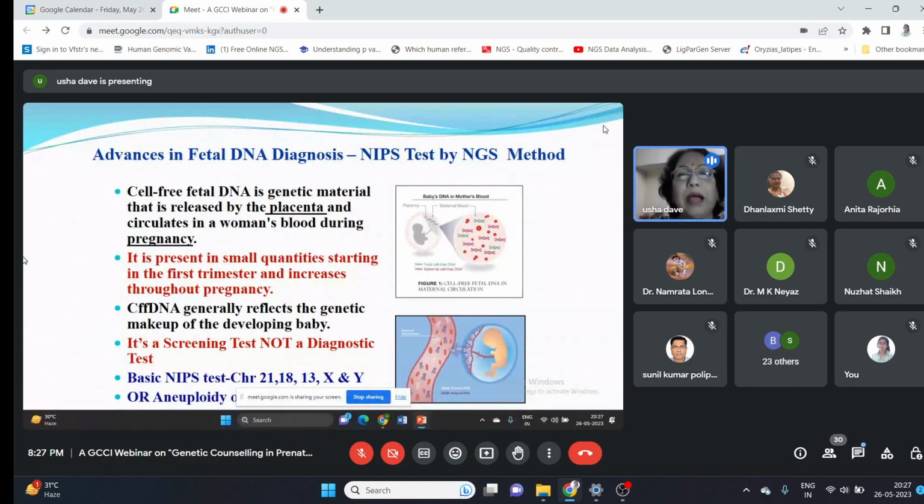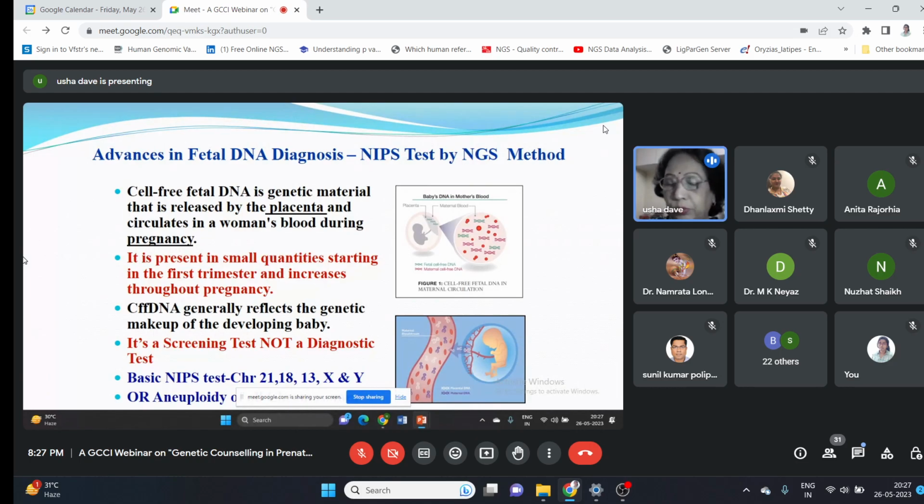The last is the advances in NIPS. You have seen it in fetal diagnosis. The non-invasive prenatal test has come. It is nothing but cell-free fetal DNA, which is a small fragment floating in the mother's blood, secreted from the placenta. But it is in a very, very small quantity in the first trimester, and increases throughout the pregnancy.